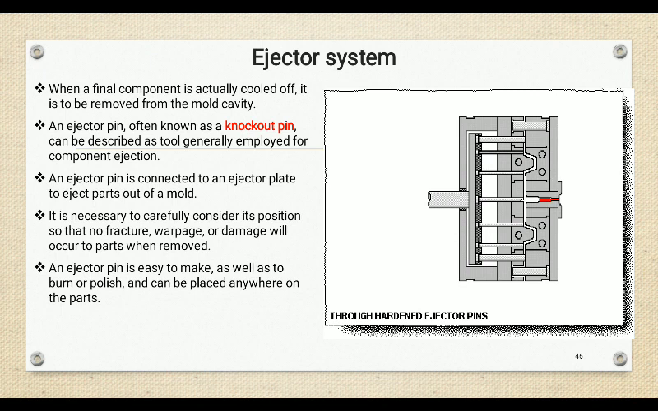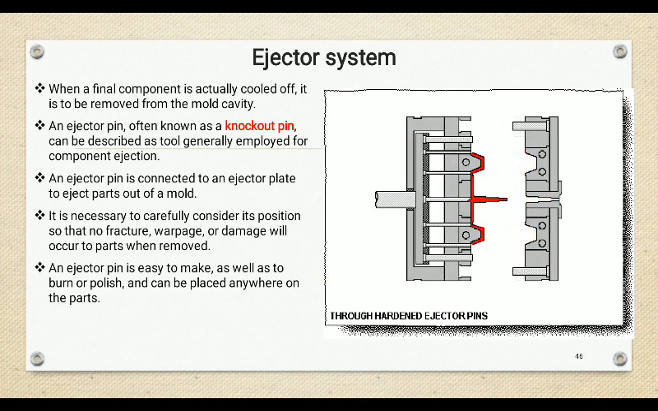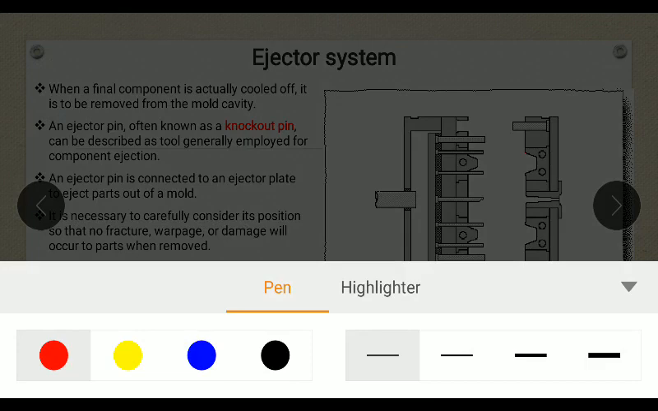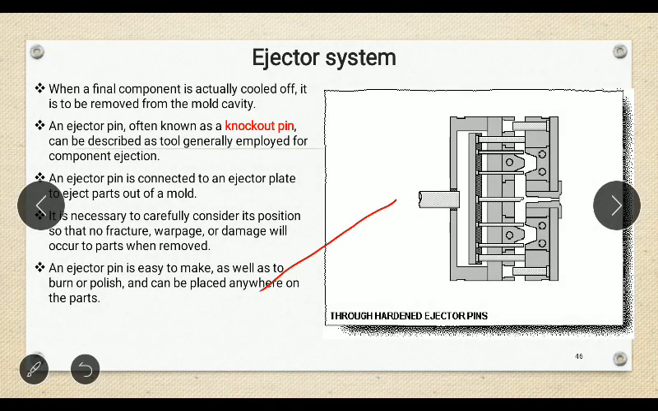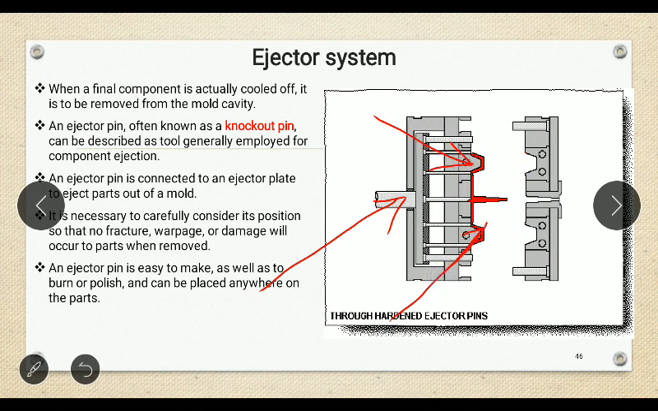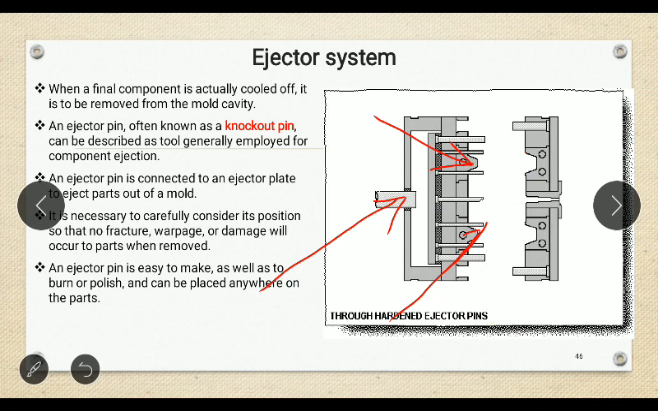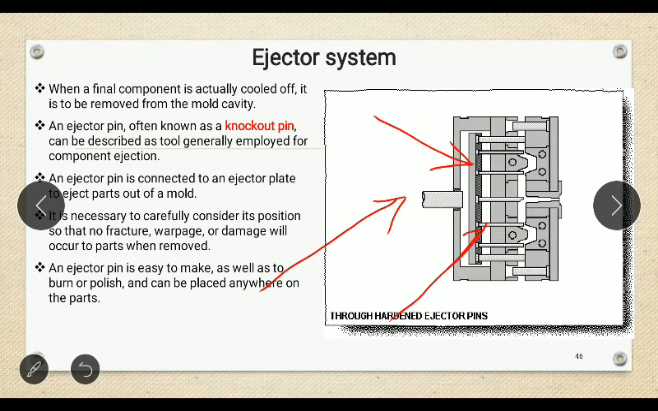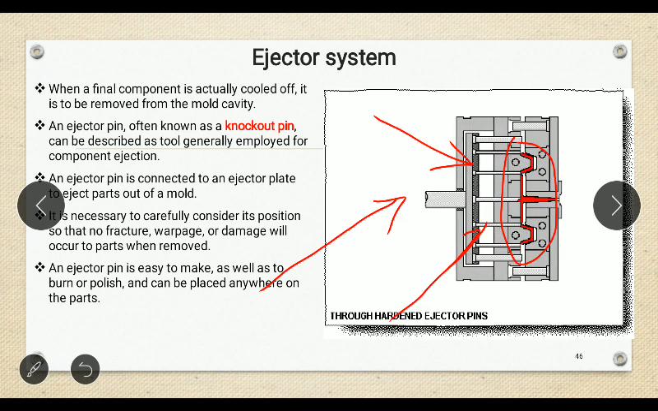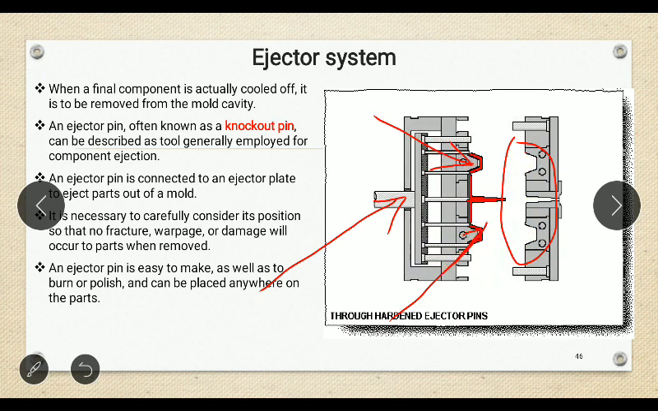Here in this animation, we can see the ejector bar operated by the hydraulic system. This is the ejector bar, which is operated by the hydraulic system. Then this is our ejector plate and these are our ejectors. The red color part is our product, which comes in contact with the ejector pins during the ejection process.